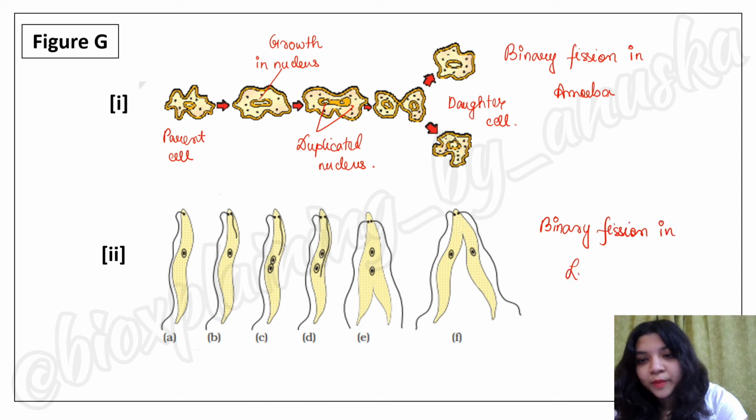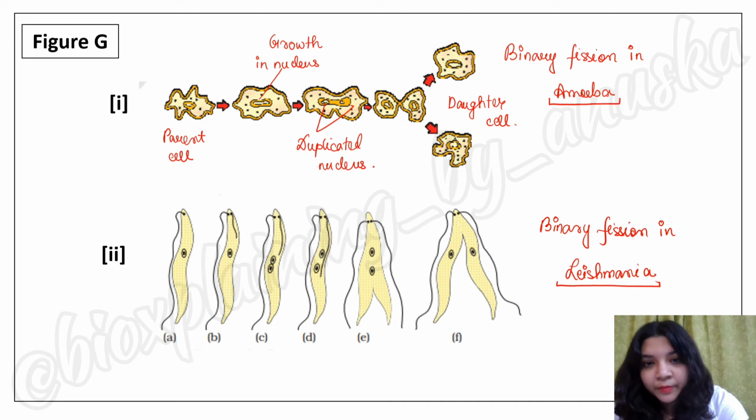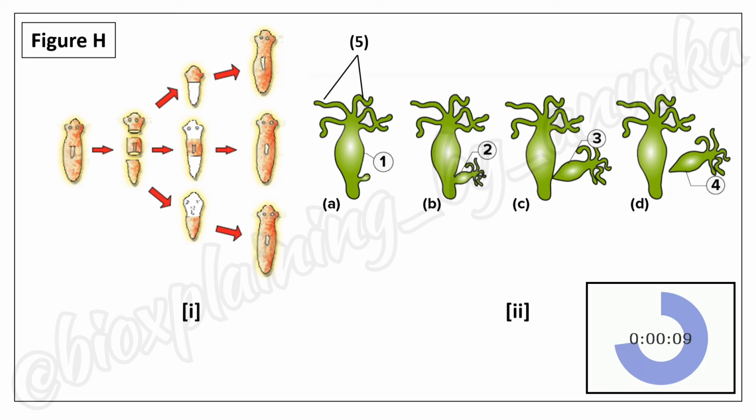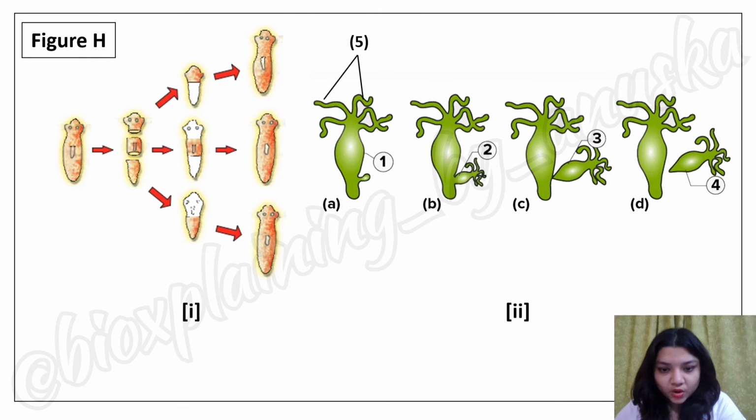Fine. Next one is again binary fission, but this is, yes, I hope sabne already you have answered. This is in Leishmania. Binary fission in Leishmania. Okay, so one is binary fission in amoeba, the other is binary fission in Leishmania. Okay, so figure H. Number 1 is showing us, this is planaria ka diagram, right?